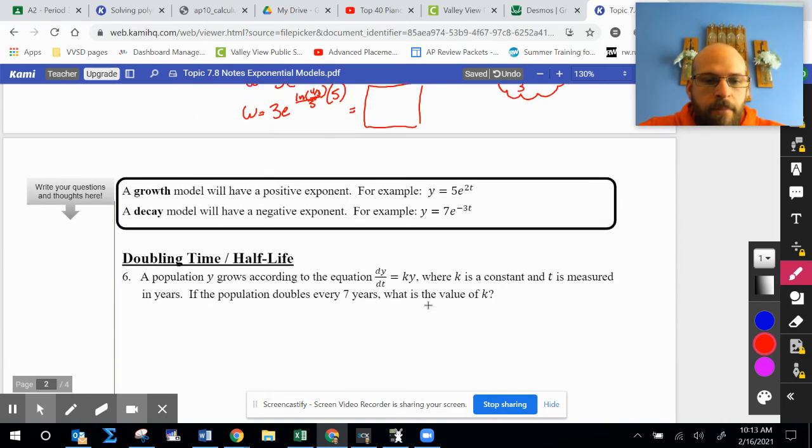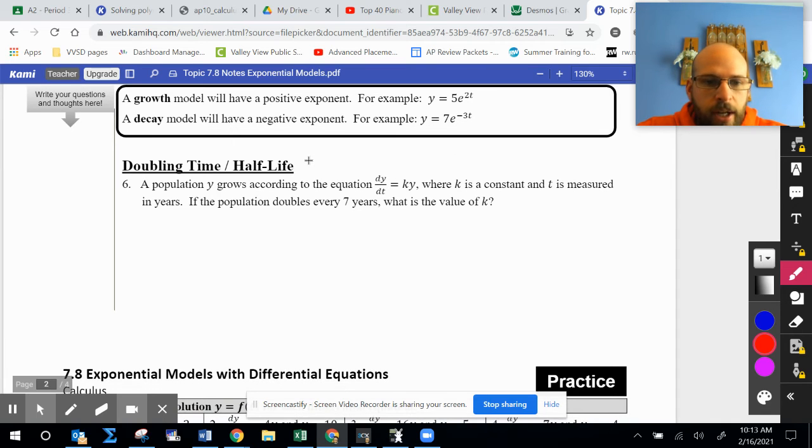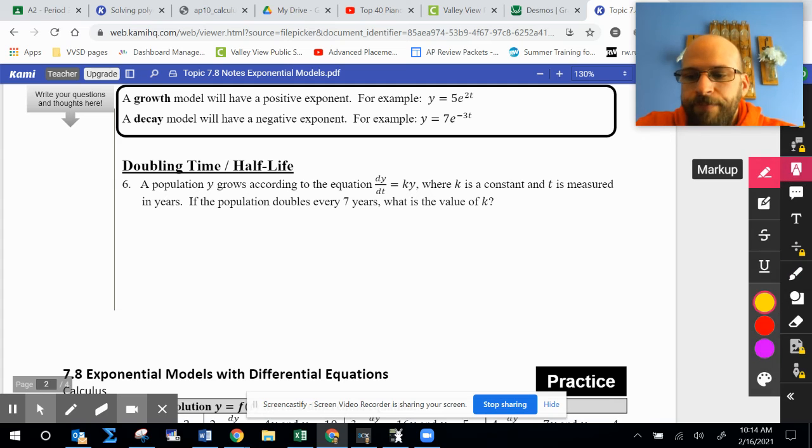All right. So if you have a positive exponent, it's growth. We kind of discussed that. If you have a negative exponent, it's decay. The only thing I want you to watch out for is doubling or half-life. So if something doubles, that just means I'm going to have twice as much. When they give you doubling or half-life, they usually give you a little less information because doubling is pretty straightforward. So it says the population of y grows according to the equation.